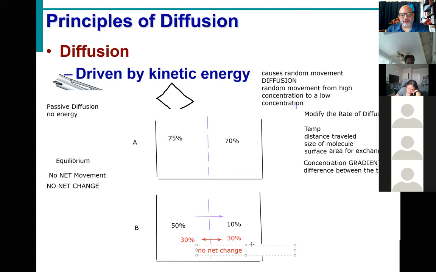So at this point, there's no net change. And yes, then at this point, the net movement would be zero. Plenty of molecules are moving to the left. Plenty of molecules are moving to the right. But the percentages aren't going to change because the movement is going to be equal.